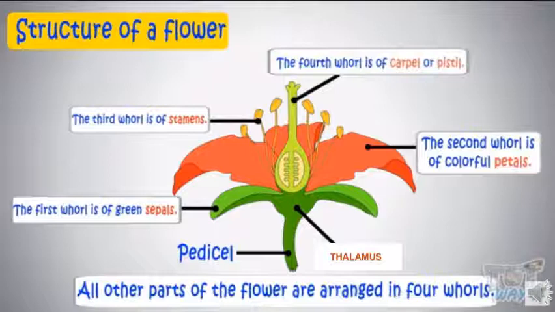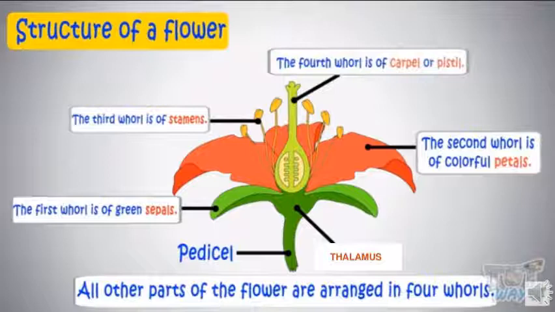Androecium is the male reproductive whorl. It consists of stamens. Each stamen is formed of a sac-like apical anther and a long slender filament. Pollen grains are formed inside the anther. They contain male gametes. Gynoecium. It is the female reproductive part. It is called pistil or carpel. It consists of stigma, style and ovary. The ovary contains ovules. The female gamete or egg is formed in the ovule.